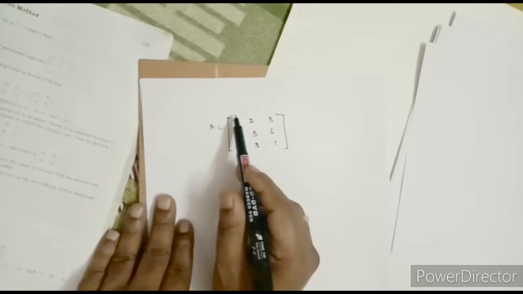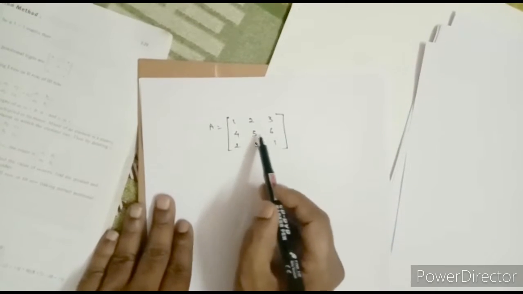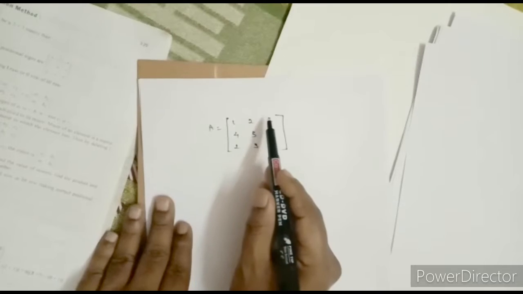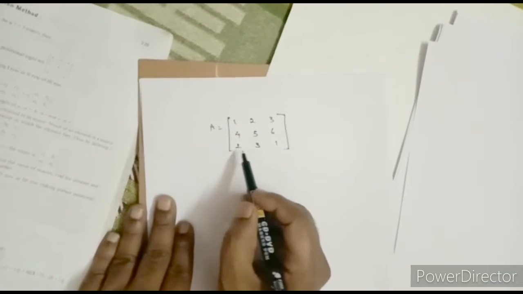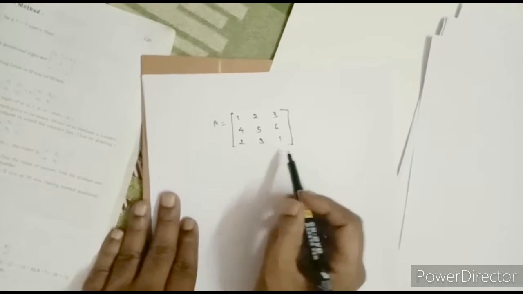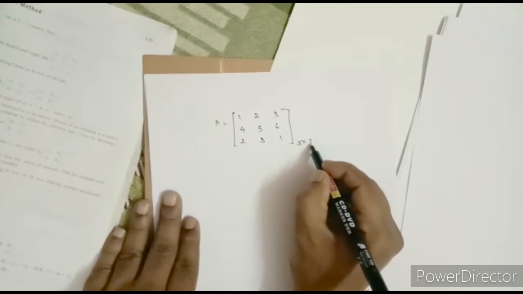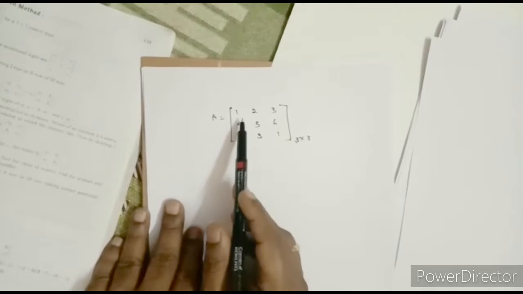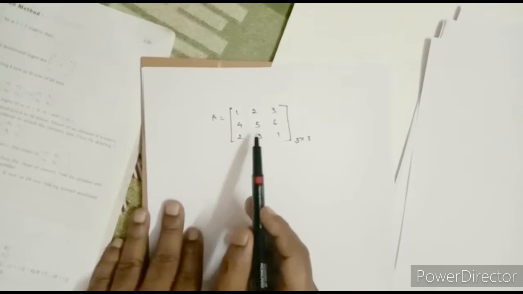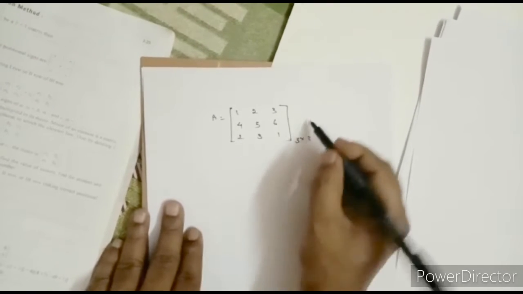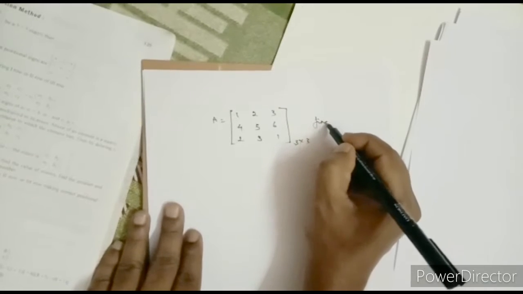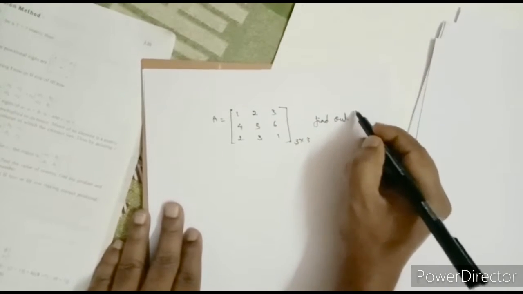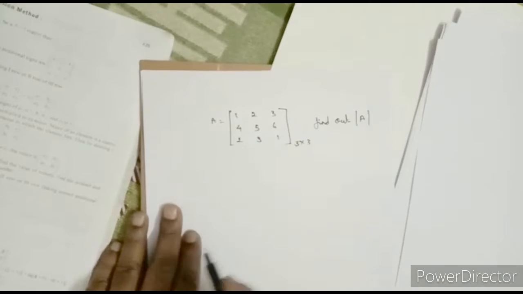And columns is nothing but vertical wise. So 1, 2 and 3, there are equal number of rows and columns. How many? That is 3 into 3. There are 3 rows and 3 columns. Whenever the problem gives you 3 rows and 3 columns, then how to find out det A?